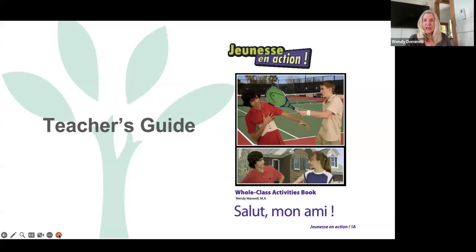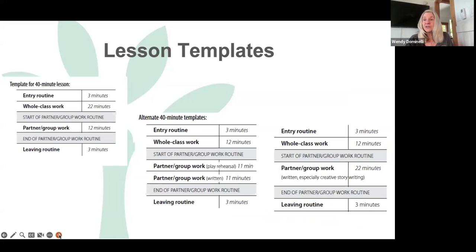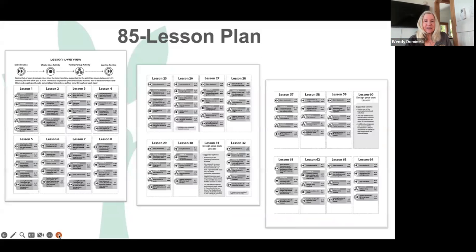You get the teacher's guide, which has a series of 85 lesson plans, every day for 85 lessons, for you to implement the methodology from start to finish, with all of the activities written out in full, and they're all numbered activities. This is what the 85 lesson plan looks like. It suggests an entry routine, the whole class activities, the partner group activities, and the leaving routine, leaving spaces for you to design your own lessons. If you want to repeat something or do something else, that space is there for you.